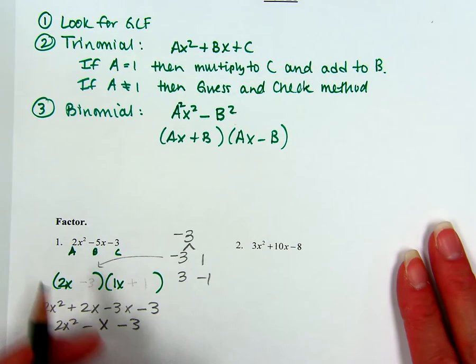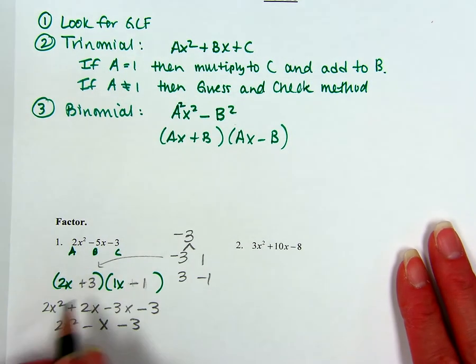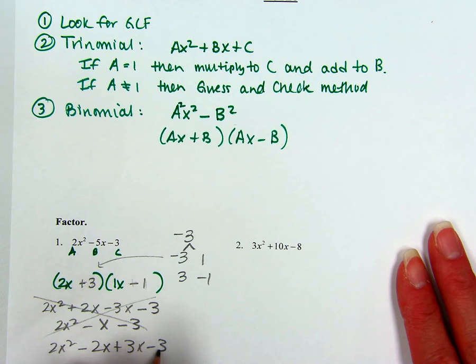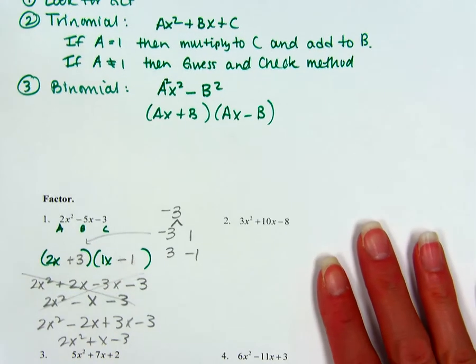Okay, so what if we tried positive 3 and negative 1? So we've got 2x squared minus 2x plus 3x minus 3. If I add together my like terms, I get 2x squared plus x minus 3. Well, that doesn't work either.